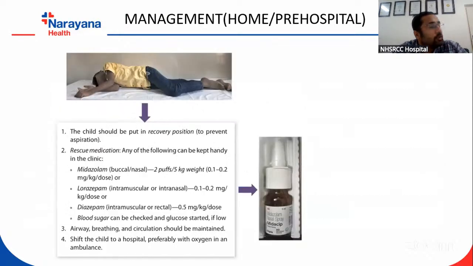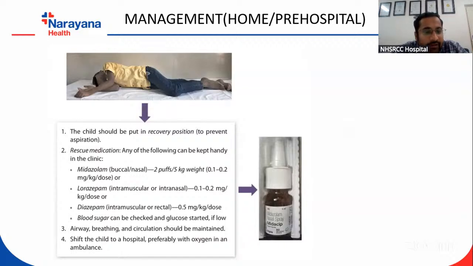So we'll be talking about just the active management, pre-hospitalization and in the hospital. At home, or in the casualty, the child should be put in a recovery position, as we can see in the image, to prevent aspiration. The parent should be counseled and taught about this recovery position and the importance of rescue medicines. As discussed, we can wait for 5 minutes for the seizures to self-abort. If the seizures are lasting for more than 5 minutes, we need to give the child anti-seizure medications.